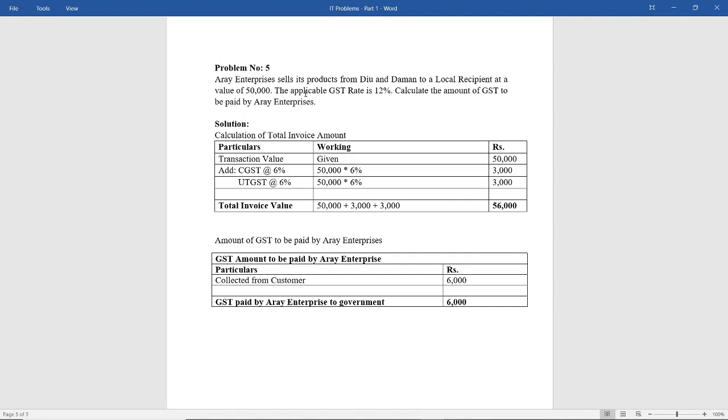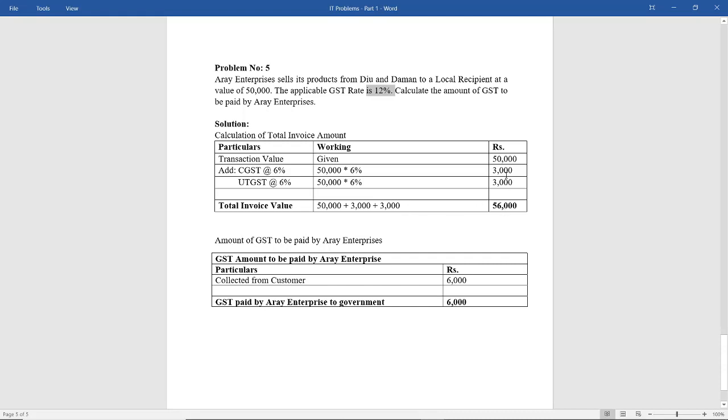So when a sale happens within the union territory, the GST taxes you're going to charge are CGST and UTGST. Since nothing is mentioned whether it is inclusive or exclusive, we are going to charge it as exclusive tax. The transaction value is already given, 50,000. So you're going to add CGST at the rate of 6% and UTGST at the rate of 6%, because since it is happening within the union territory, whatever the GST rate is, 12%, 50% goes to the center and 50% goes to the union territory. So 50,000 into 6%, 50,000 into 6%. The total invoice value is 50,000 plus 3,000 plus 3,000, which is 56,000.